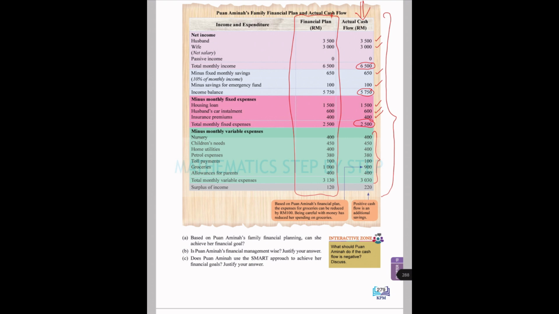Okay, so we can see that groceries, she planned 1,000, but in actual she spent only 900 on groceries. Okay, so she managed to save 100 extra. So now she is able to save 220 ringgit a month. Okay, so the expenses for groceries can be reduced by 100. So being careful with money has reduced her spending on groceries. Okay, so she will have additional savings.